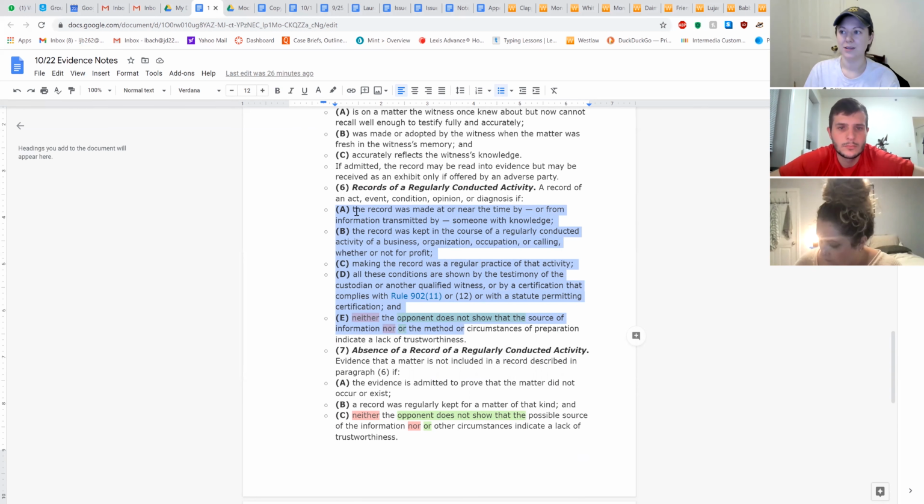The record is supposed to be made by someone at the time, someone with knowledge. It's kept in the course of regularly conducted activity. Making the record is a regular practice of the activity. And then the person testifying doesn't have to be the person who made the record. It just has to be someone associated with the business who can attest to the fact that this is in fact something the business does with regularity.